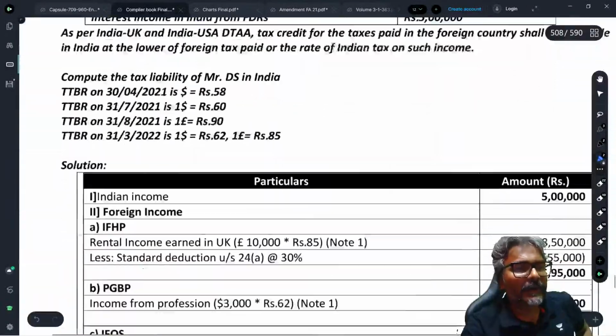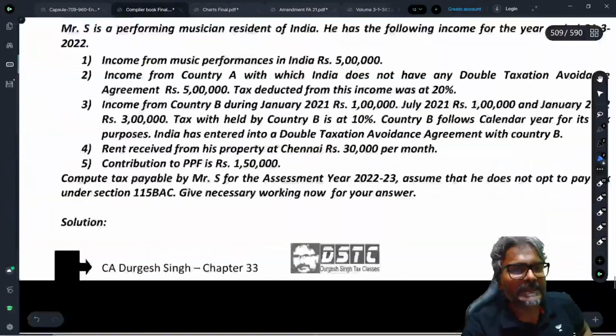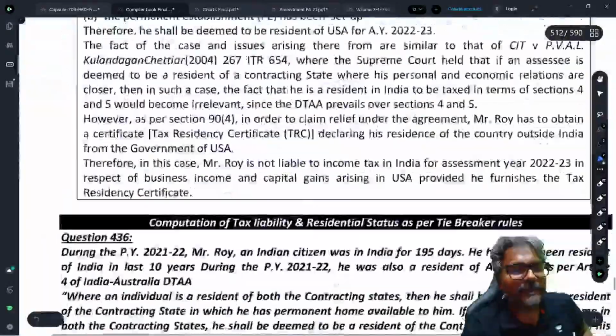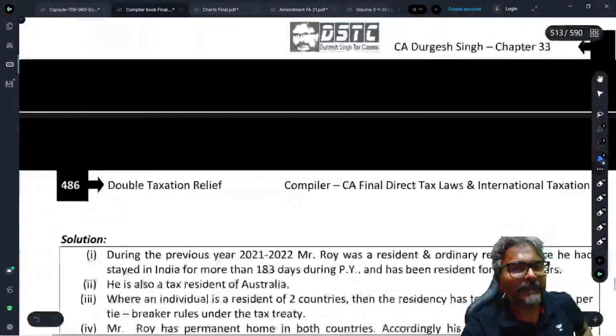With that, let's proceed further, students, in this context. I am now going to the transfer pricing chapter. Students, the transfer pricing chapter.